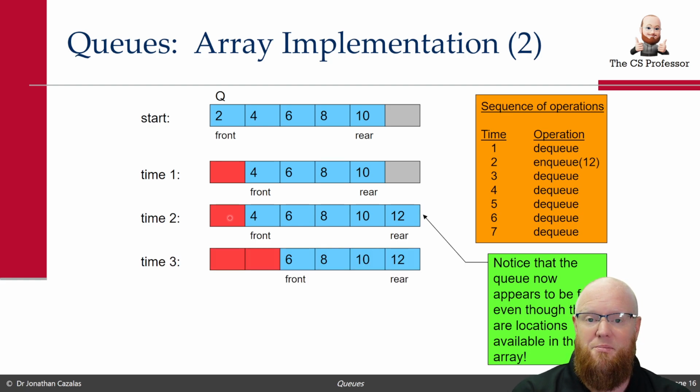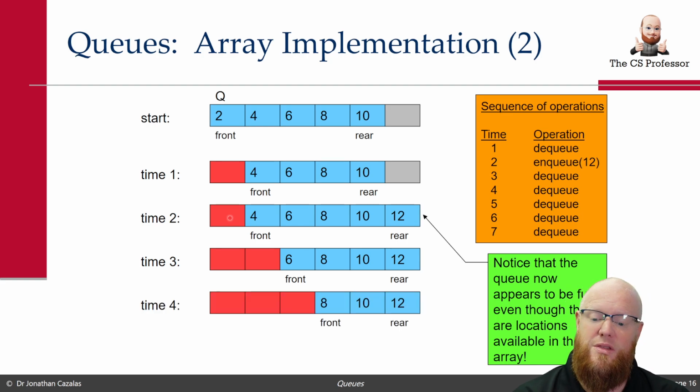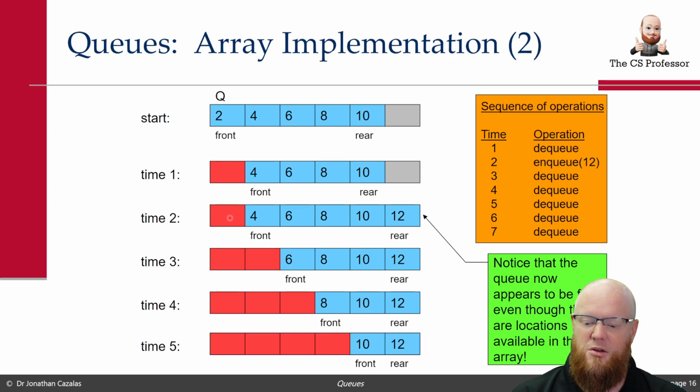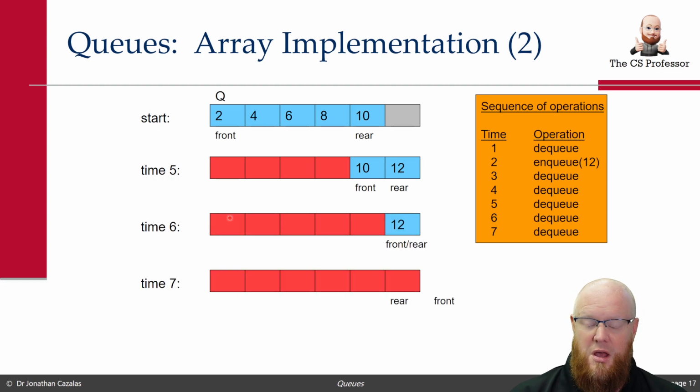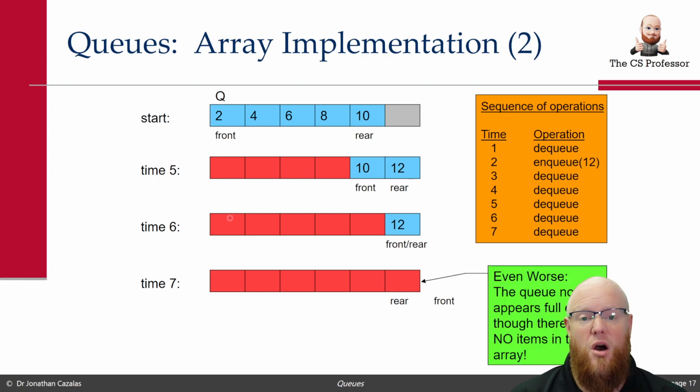So front simply increments, but the items themselves are not shifting over. We don't have that O of n operation. Instead, front is the only thing that is moving. That index value stored inside front. Another dequeue, and we have 2 more dequeues. But look at this scenario at the end. Here, we have no values inside our queue at all. The queue is empty, yet it also appears full because rear is on the right side and we can no longer add any elements.